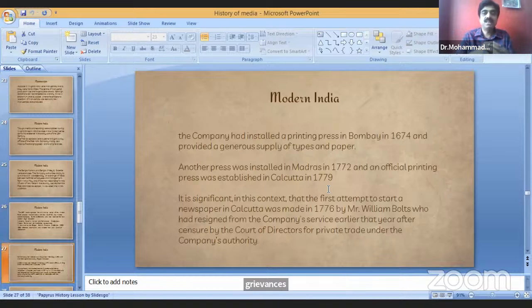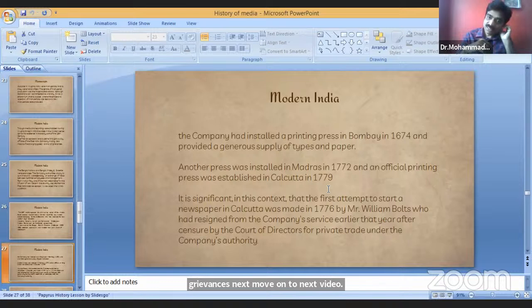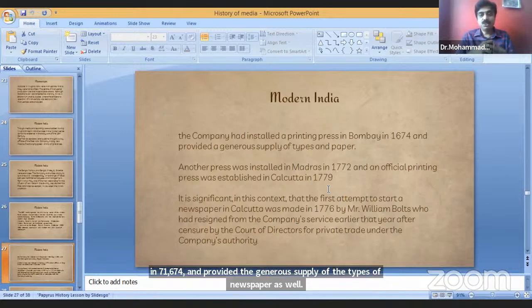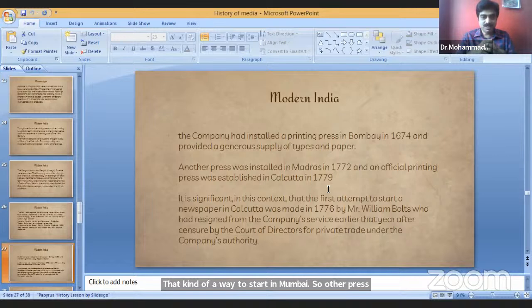The company had installed the printing press in Mumbai in 1674 and provided the general supply of types for newspapers as well. That is how it started in Mumbai. Another press was installed in Madras in 1772. An official printing press was established in Kolkata in 1779.